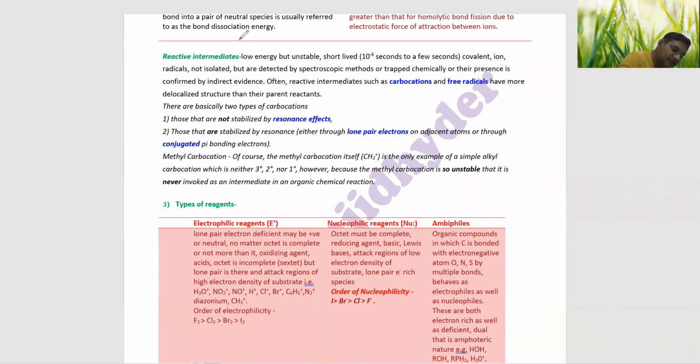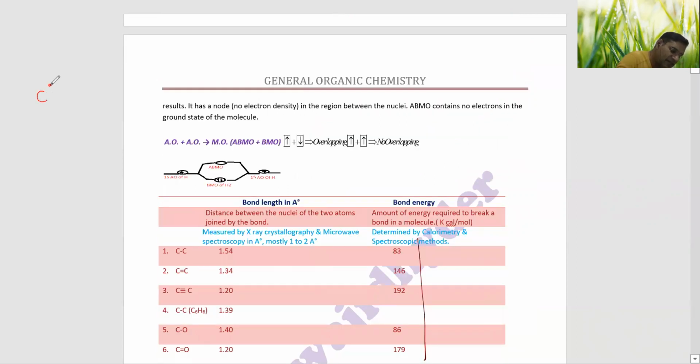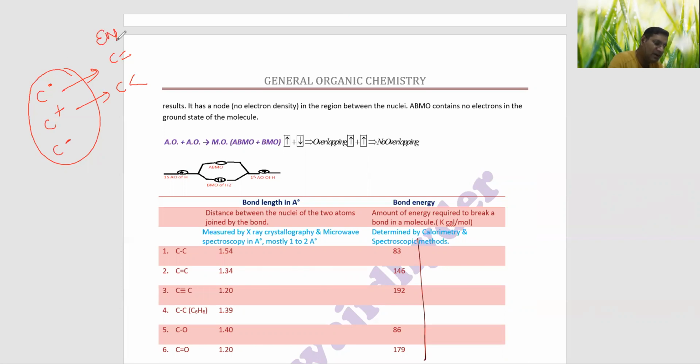See, as you wrote there, this is carbon free radical. Sometimes carbon can be plus, sometimes carbon can be minus, depending upon the electronegativity of the other species. If that second element has the same electronegativity as carbon, then a free radical will be formed. If that element has greater electronegativity than carbon, carbon will be positively charged, that is a carbocation. And if that element has lesser electronegativity than carbon, then a carbanion will be formed. So in this way, different species will be formed.